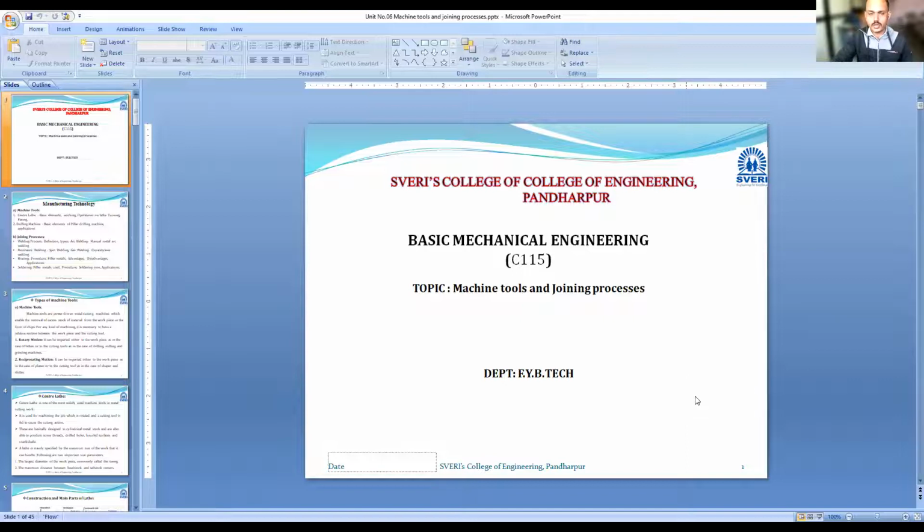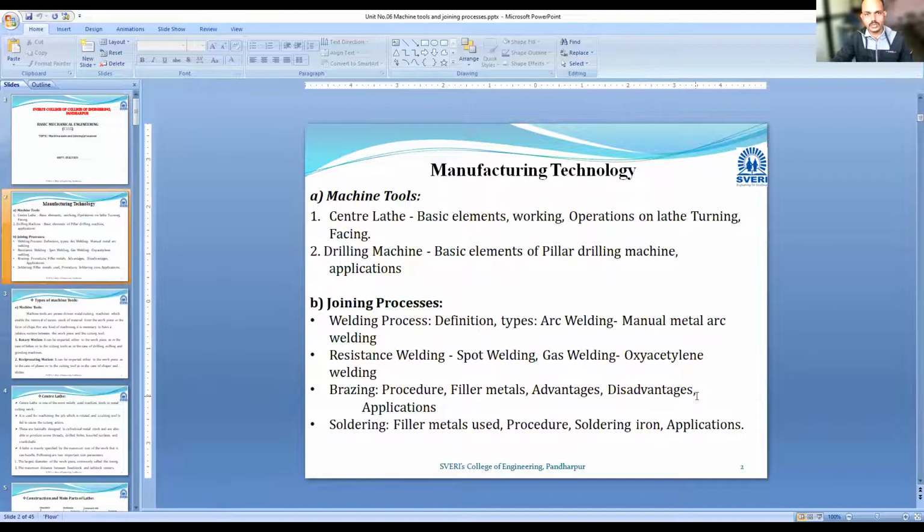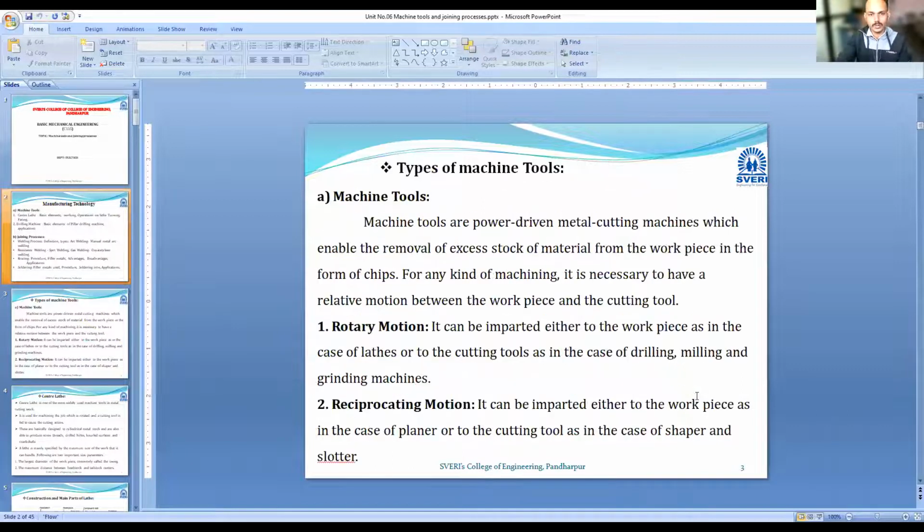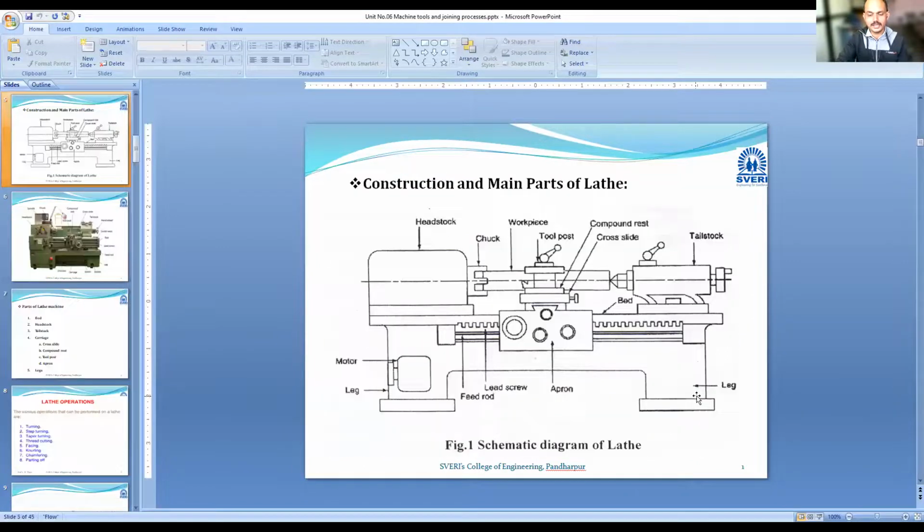One more part is added to the syllabus, and this one is the joining process. So we are going to learn two machineries, that is construction, working, and some operations of the lathe machine, and then the drilling machine. In the lathe machine, we have seen the basic elements. Operations and working are combined here. Turning and facing, these two operations are included in this syllabus, but we will see all operations. This is the central lathe machine.